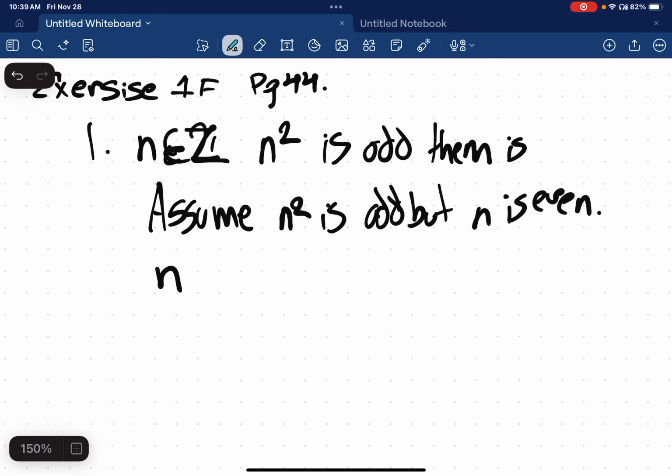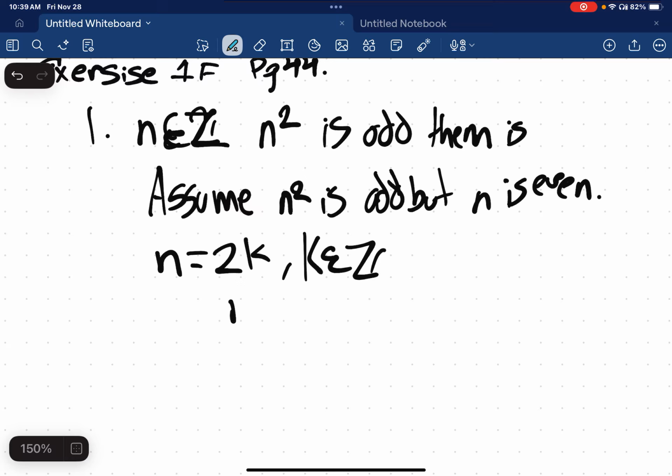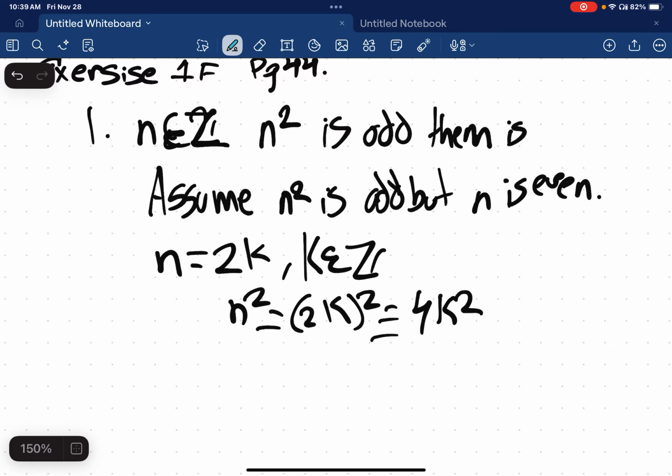So this means that if n is even, then n has to equal 2k, such that k is an element of the integers. And that means that n squared is going to be equal to (2k) squared, which is equal to 4k squared, which is even. Check that out. And because that actually ends up becoming even, that's the contradiction right here.